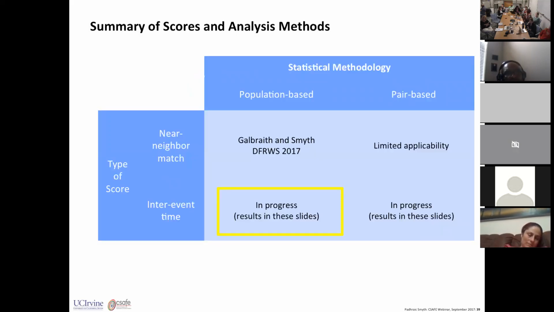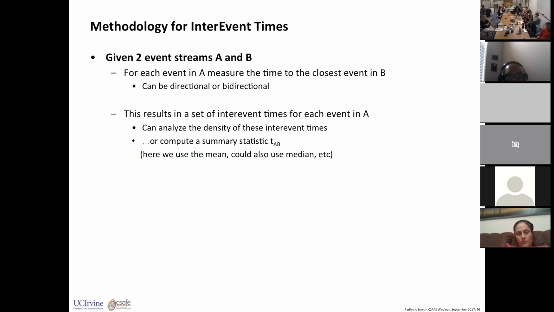Now we're interested in, and have moved towards, using the times between events, because here we're just looking at the identity of your nearest neighbor in time. The times themselves should have some additional information. So the way we do this, just to explain what inter-event times are, let's say we have two event streams A and B like we had before, red times and blue times. I'll take one of them and I'll measure the time to the closest event in the other stream.